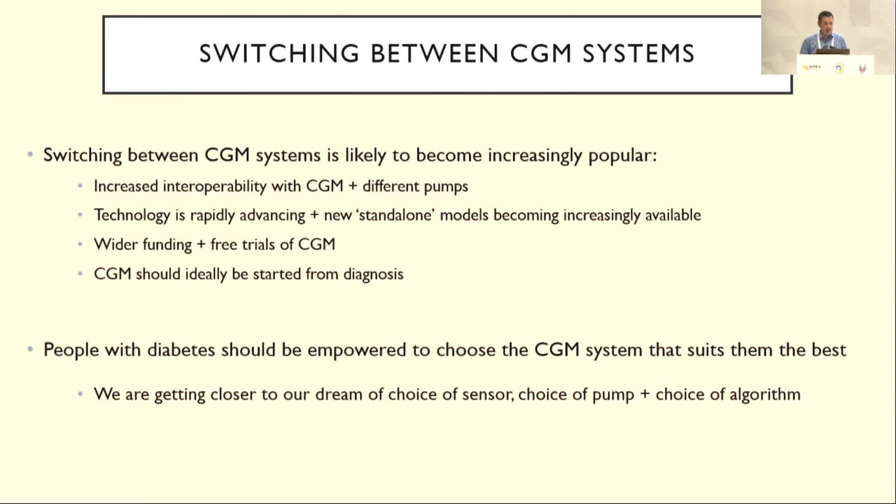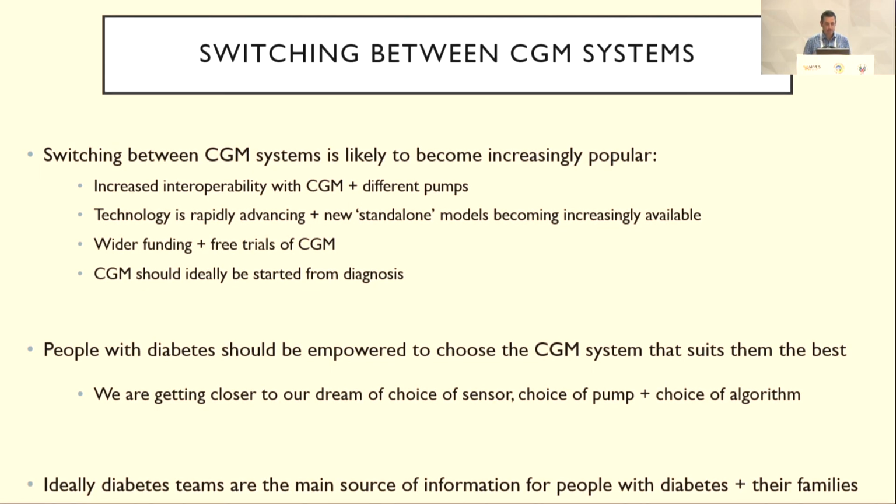This is lucky enough if you do have the choice. I think it's great that people with diabetes choose a sensor that works best for them. And there are little nuances between the sensors. I've spoken about getting closer to our dream. And last point, I think in an ideal world, is us as diabetes teams being that main source of information for people with diabetes and their families.